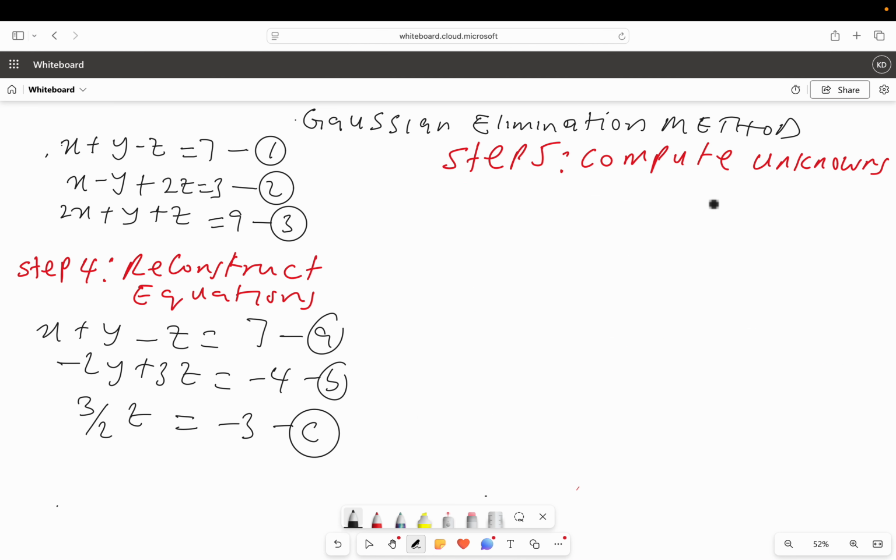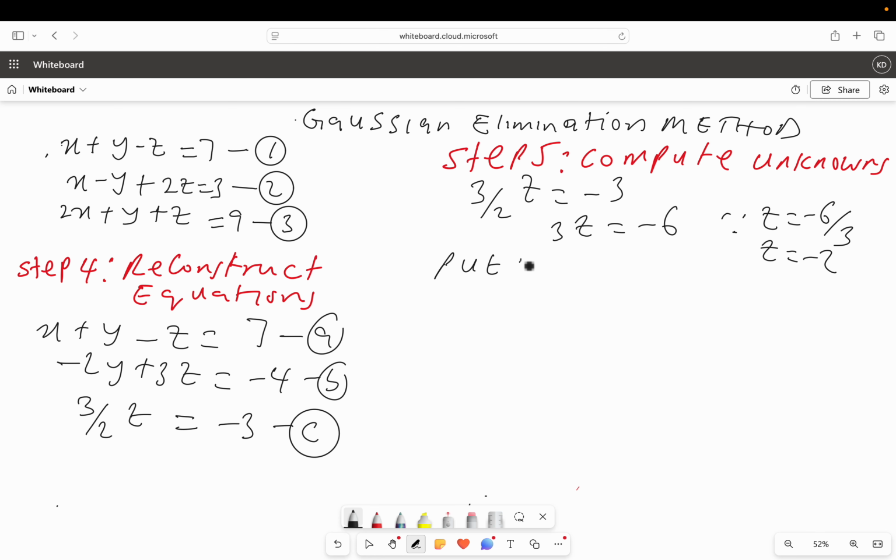So for my step 5, I just need to compute my unknowns from these equations. So from C, I know I have 3 over 2z to be minus 3. So it means my 3z will just be minus 6. And it means my z is just minus 6 over 3. So my z is just minus 2. So substituting z into my equation B. So put z in B. So I'll just have minus 2y plus 3 minus 2 is just minus 4.